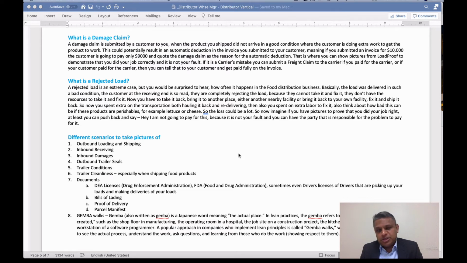That's where you can show pictures from LoadProof to demonstrate that you did your job correctly and it is not your fault, right? If it's a carrier's mistake, you can submit a freight claim to the carrier if you paid for the carrier, or if your customer paid for the carrier, then you can tell that to your customer and get your invoice fully paid.